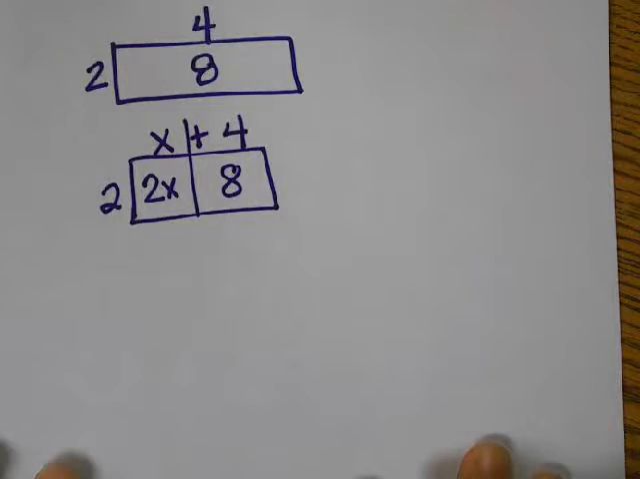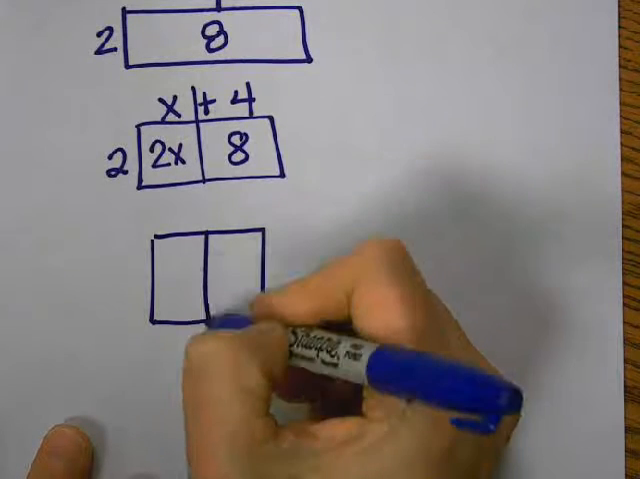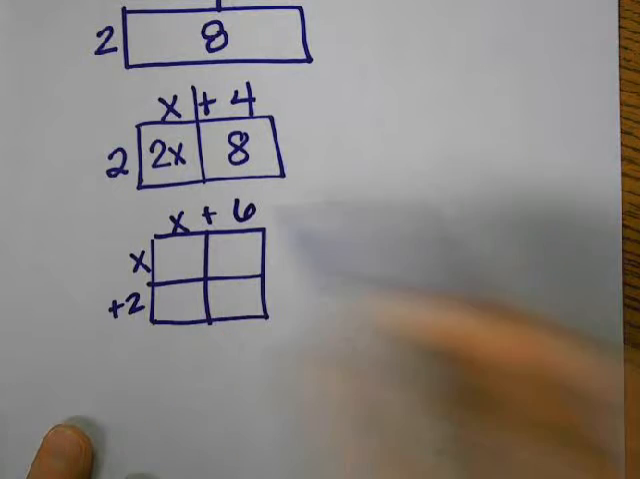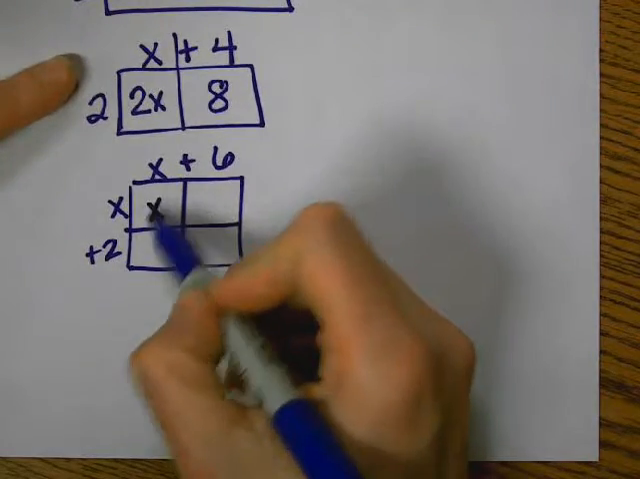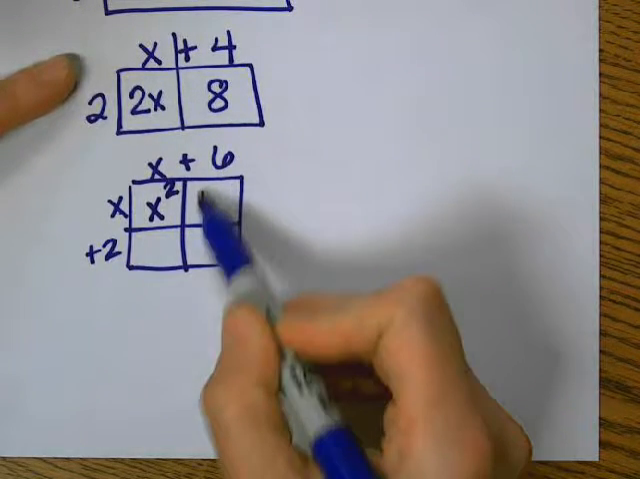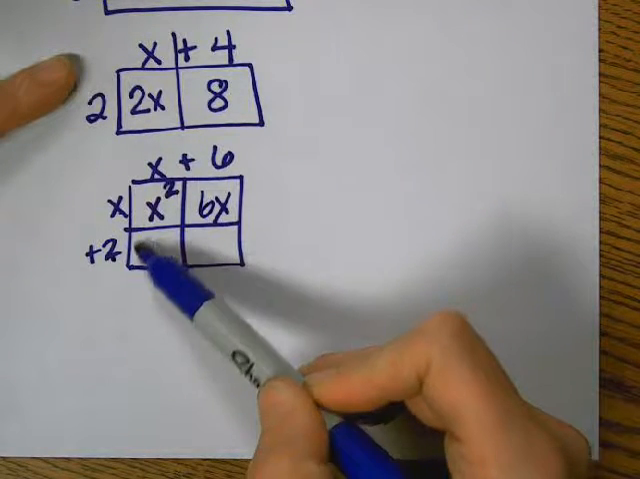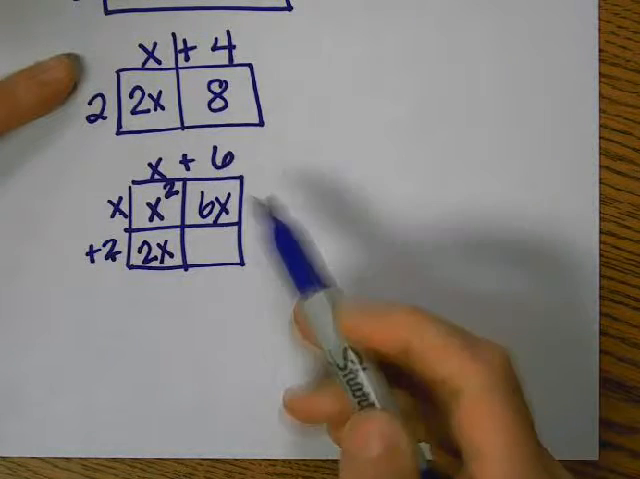And you might have done this a little bit more complicated in biology. So you might have done a box like this. Maybe I had x plus 2 and x plus 6. And so you would do x times x, which we talked about up here was x squared. So we would say this box is x squared. This box is x times 6, which is 6x. This box is 2 times x, or 2x. And this box is 2 times 6, or 12.